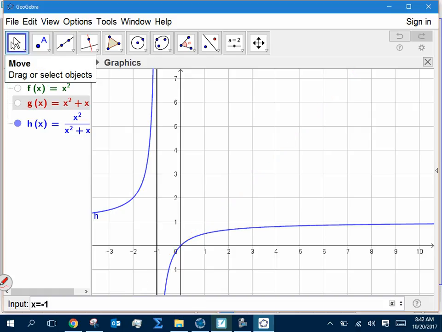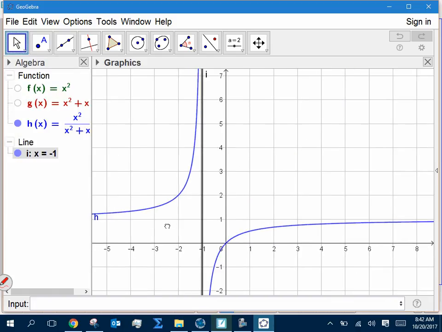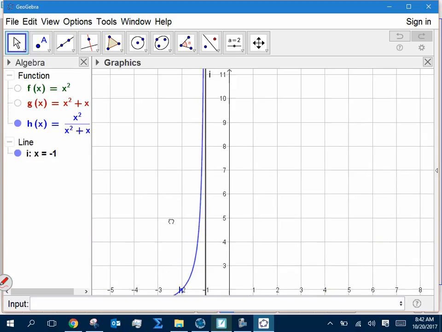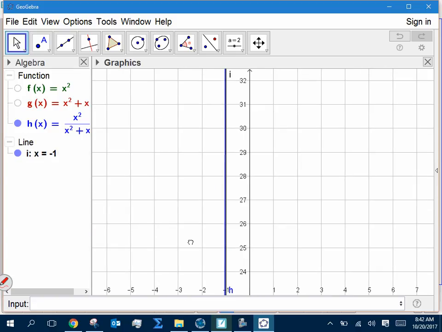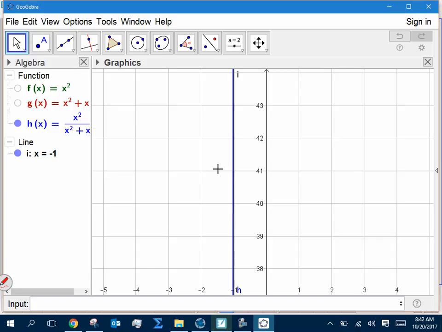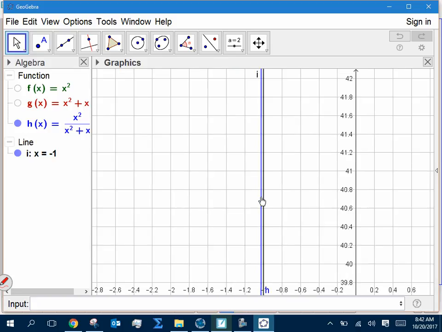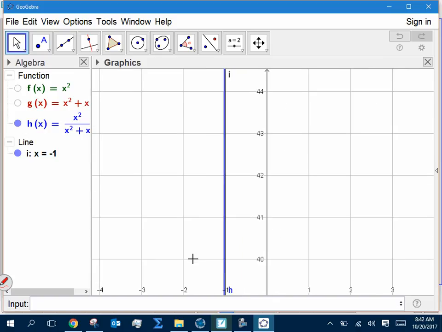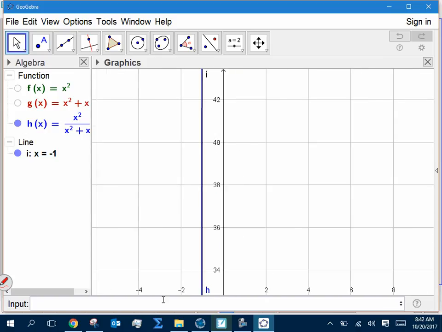Okay, and you see basically a vertical asymptote there, right? So what that tells us is that, whatever number I want to scroll up to, I can zoom in, and there's going to be a gap between the black line of x equals negative 1 and the curve x squared divided by x squared plus x.